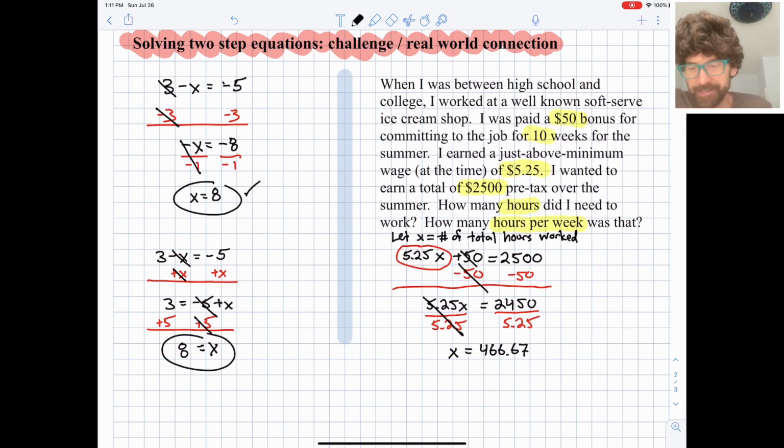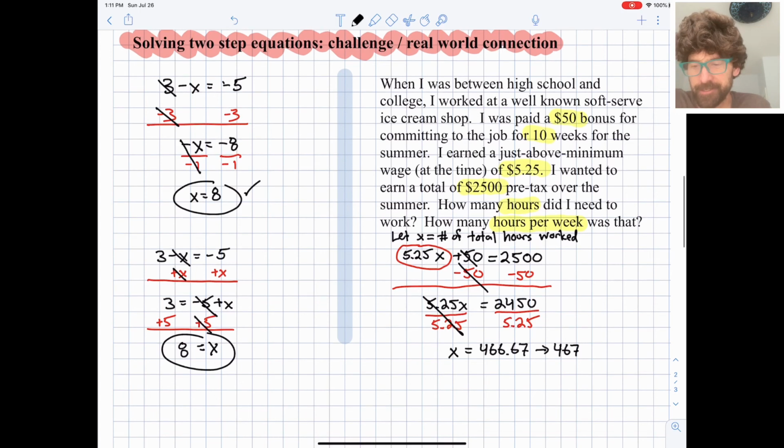Let's actually do that. Let's assume my boss wants me to work a whole number of hours. So I need to work 467 hours. The bummer is I only have 10 weeks to do it in, so I'll have to put in a lot of hours every week. We can just divide that by 10, 46.7 hours per week. Those are our 2 answers to the problem. So I need to put in about 50 hours a week over the whole summer to meet my goal of earning $2,500. Phew, okay. That's a good place to stop right there.